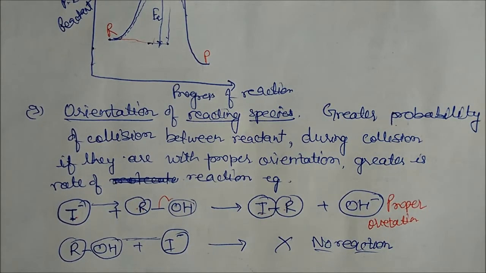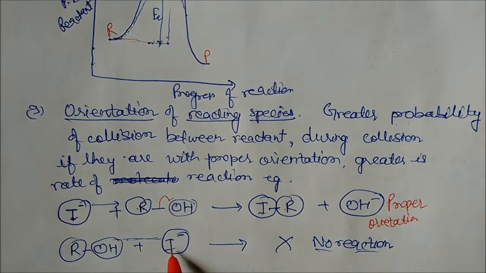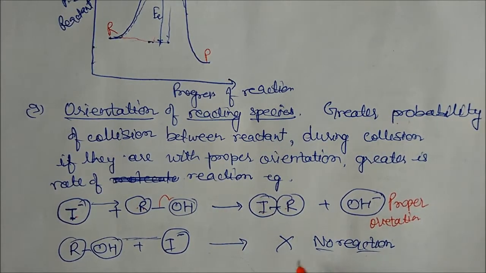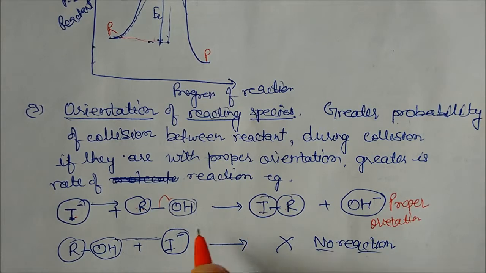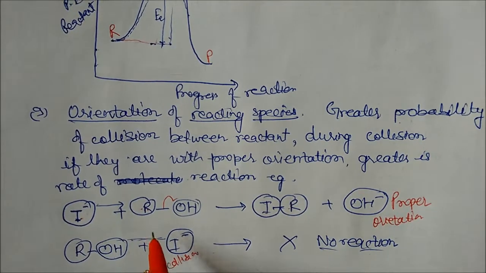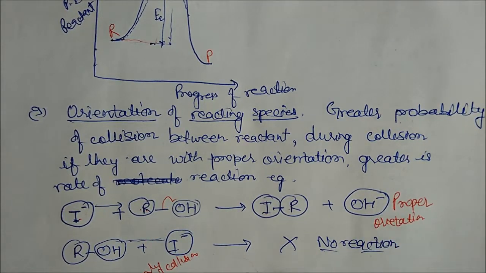But if you take ROH plus iodine, where the iodine is just behind the OH, what will happen? The reaction will not take place. So orientation of the reactant molecules with proper direction in space is a must. Here only collisions occur, no reaction. But here the proper reaction occurs. So thank you.